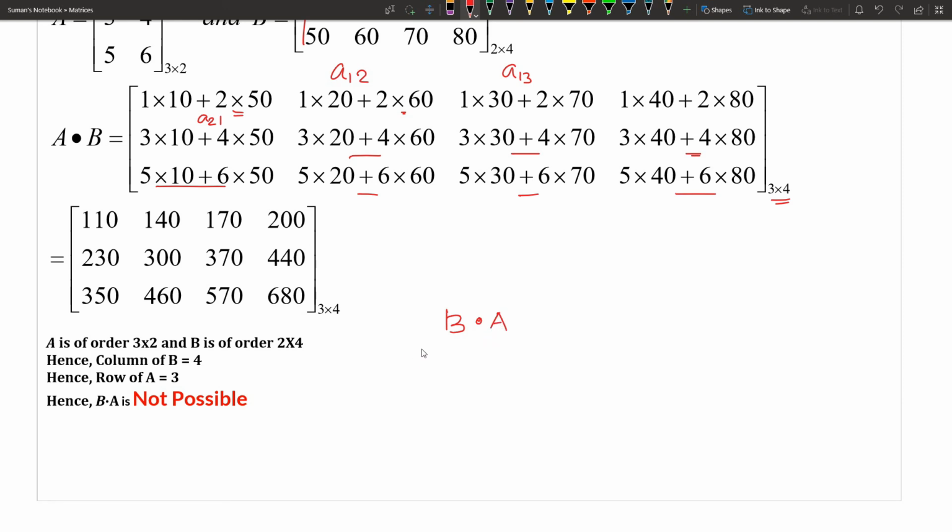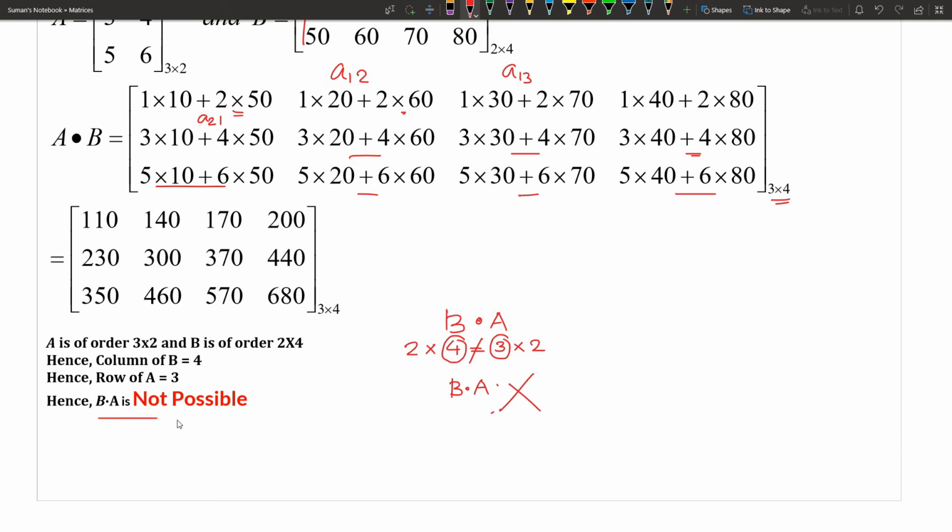Now B is a matrix with the order 2 cross 4 and A is a matrix with the order 3 cross 2. Now look at the number of columns in matrix B, that is 4, and the number of rows in matrix A, that is 3. So that is not equal. So B cross A, or B dot product A, is not possible.